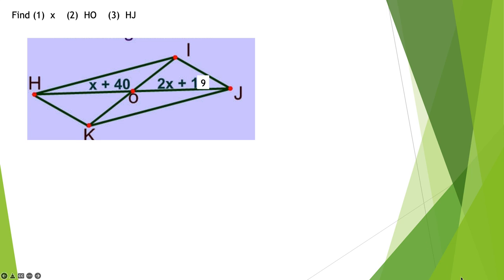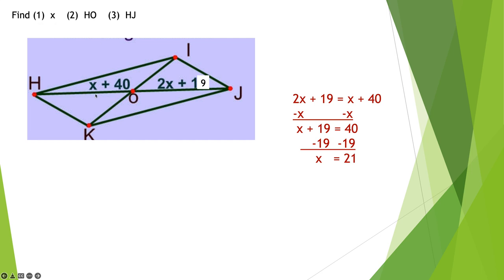Okay, so diagonals of a parallelogram bisect each other. So these two pieces, the x plus 40 and the 2x plus 19, are equal. Always start with the smaller number of x's. Subtracting it, I get x plus 19 is 40. Subtracting 19, I get x is 21. So that's the first thing I was asked to find.